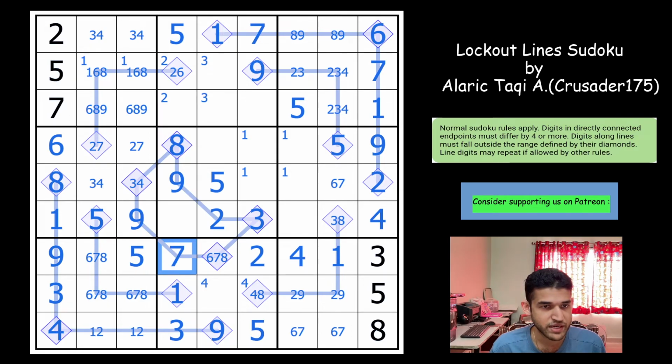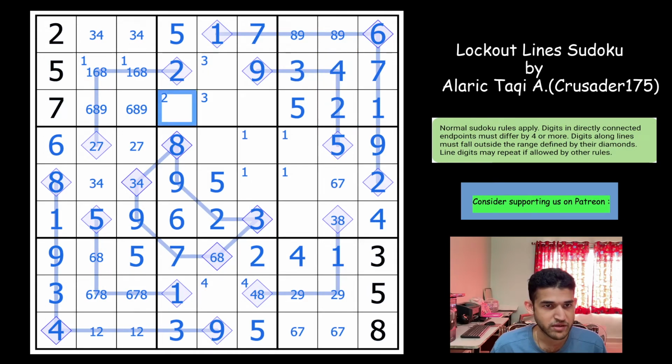And now difference must be at least 4. So this must be a 3. Oh, sorry. I thought that this is a cell in the diamond. So that's a 6, 8. That's a 6, 8. This will be a 6 by the power of Sudoku. That gives a 2 in here, 2 in here, 3 in here, 4 in here.